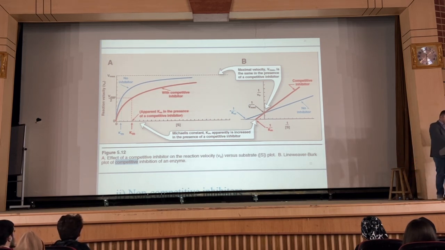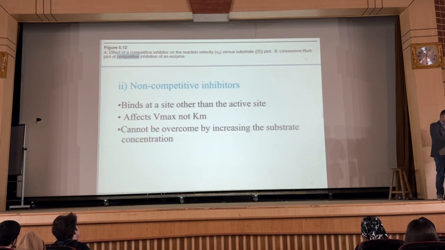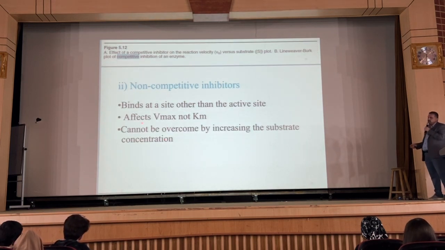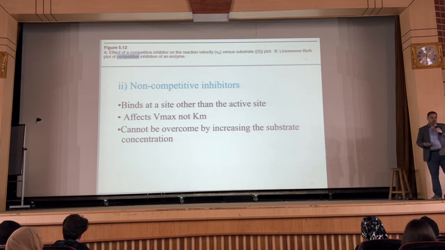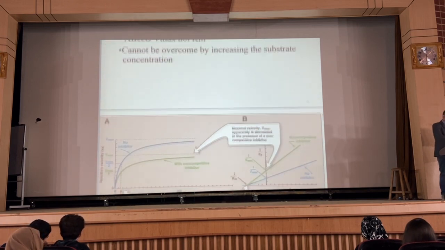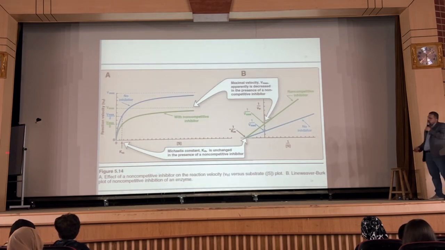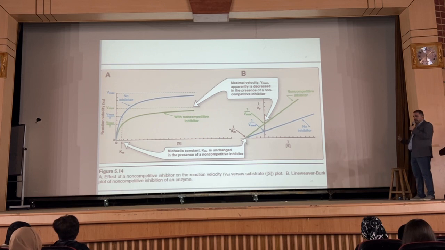The non-competitive inhibitor: here the drug or the inhibitor affects the Vmax, not the Km value, so it will not be overcome by increasing substrate concentration. The Vmax is decreased, and the reaction rate is slower.